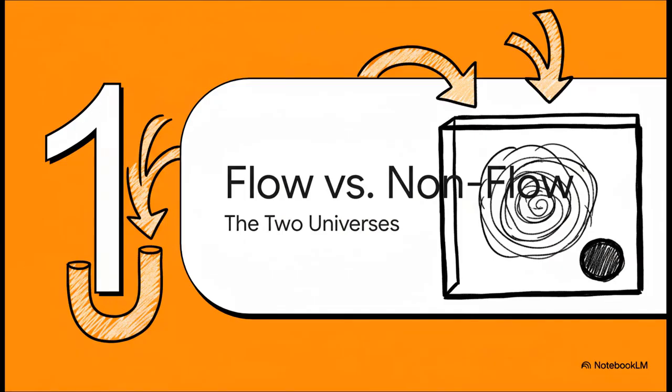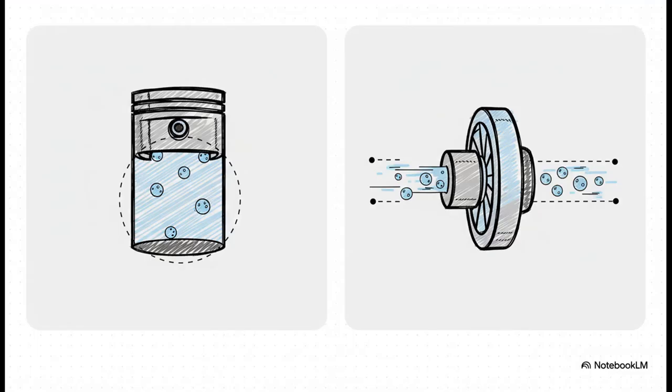Okay, first things first. We have to get our heads around the two fundamental types of systems in thermodynamics. This distinction, well, it's the foundation for literally everything else we're going to talk about. The core difference here is actually pretty simple. A non-flow, or what we call a closed system, is kind of like the gas sealed inside a piston. The amount of stuff, the mass, it's trapped. It never changes. But a flow system, an open system, that's our focus today.